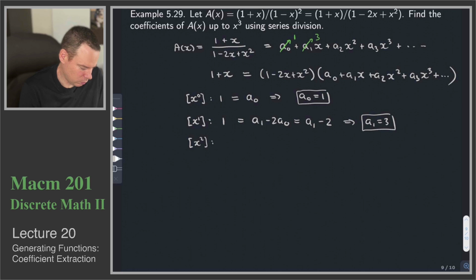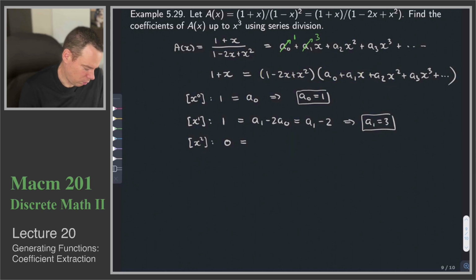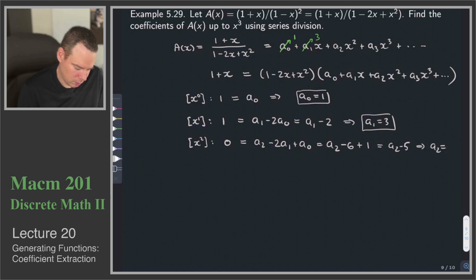So what is the coefficient of x squared? Well, on the left-hand side, it's 0. On the right-hand side, how do we get an x squared? Well, it's 1 times a2, minus 2 times a1, and then 1 times a0. So it's the product of those three pairs added together. So it's a2 minus 2a1 plus a0. So this becomes a2 minus 2a1, a1 is 3, so that's minus 6, plus a0, which is 1. And so that is a2 minus 5, or in other words, a2 is equal to 5.